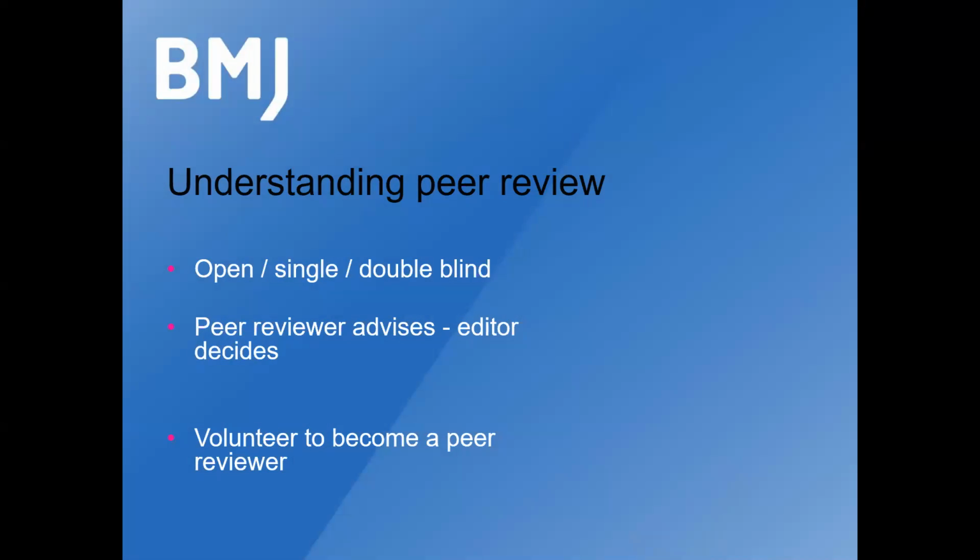So, understanding peer review. There are different types of peer review, just like there are different types of trials. There can be open, single or double-blind peer reviewing, whereby you might or might not know who the peer reviewer is, or indeed the peer reviewer might or might not know who you, the author, are. But it's important to remember that the peer reviewer advises and the editor decides.